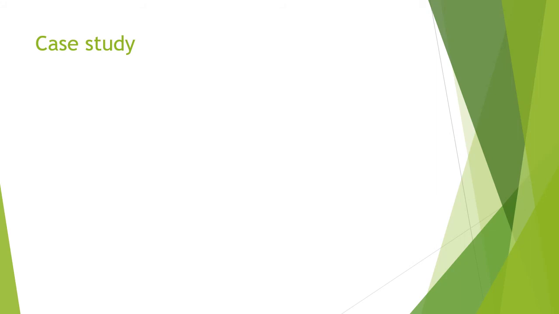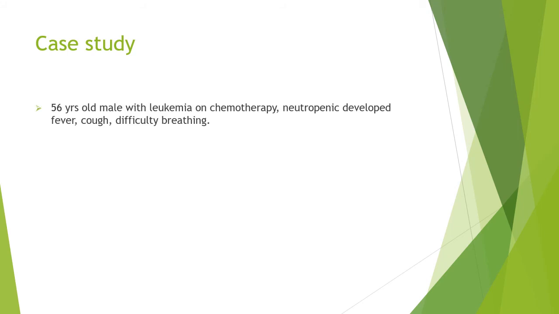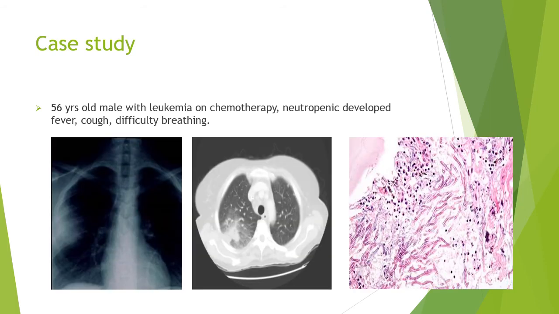Now, just to give you one more example of a severe type of mold infection, we have a case study here of a 56-year-old male with leukemia who was in chemotherapy, who was neutropenic, which means he had very low white blood cells, and which means he's very immunocompromised. He developed fever, cough, and difficulty in breathing. This is the chest x-ray, CT, as well as the histopathology of the patient. As you can see here, there is a nodule on the lungs of the patient.